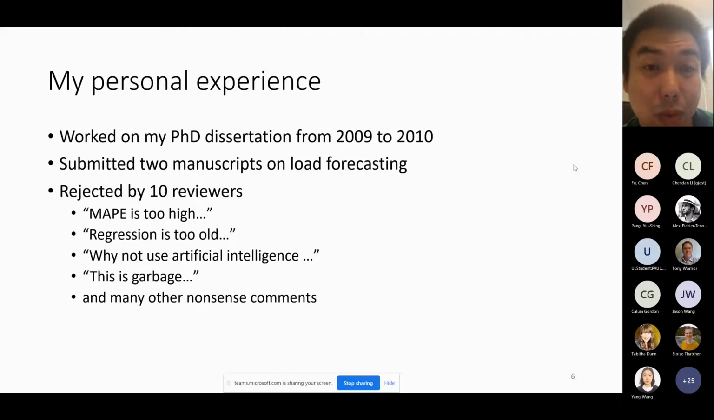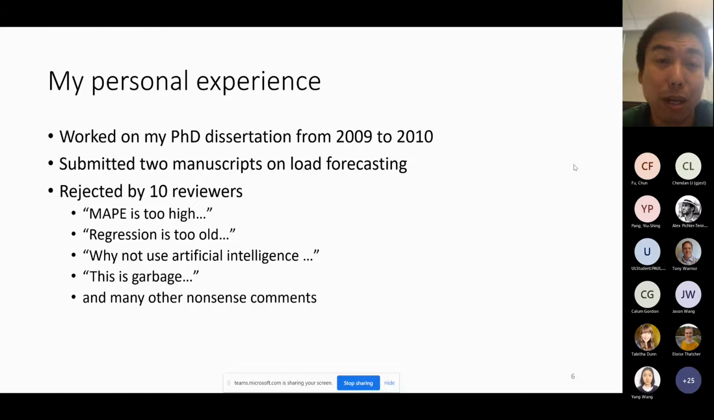But that same work was rejected by academic journals. And look at the reasons, right? So some reviewers said, oh, your MAPE is too high. MAPE stands for mean absolute percentage error. That's the error measure to see how good your forecast is. And some reviewers said your MAPE is too high. Again, if you look at a forecast from data you haven't seen before, you can't judge the book by its cover.